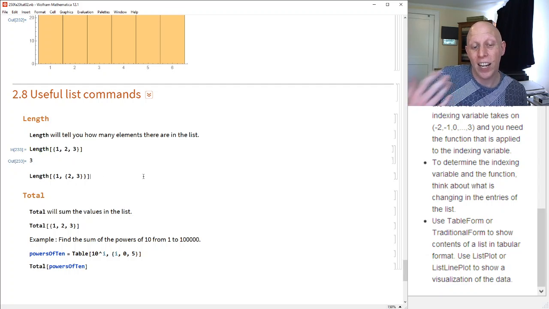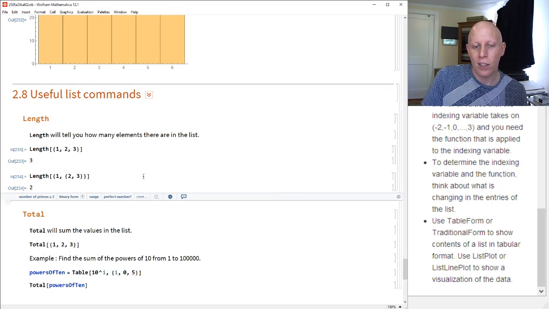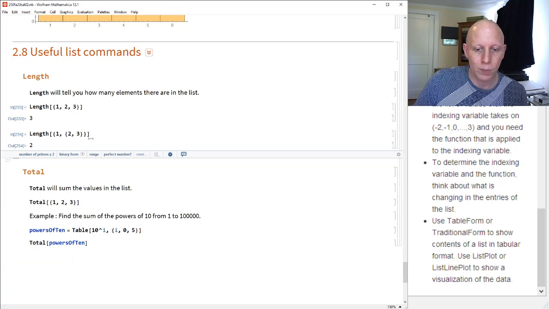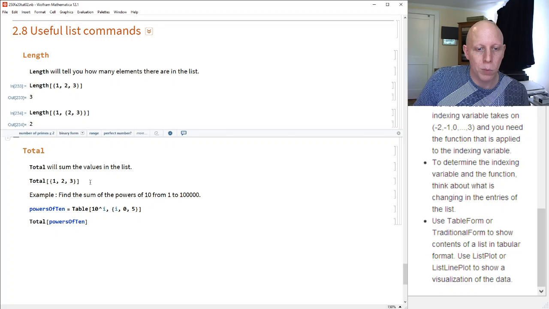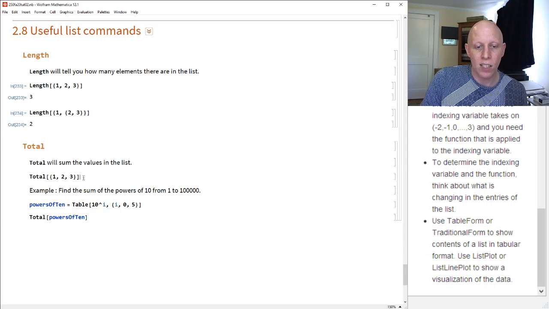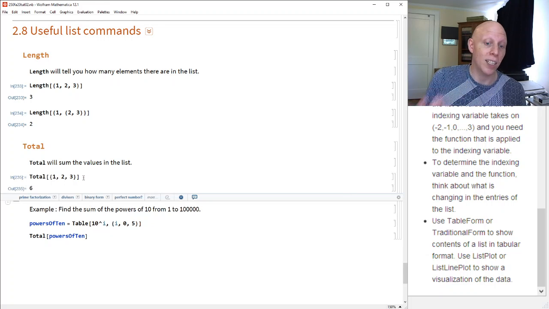If you run length on this list, length of 1, 2, 3, how many things are there? There's 2, because the first thing is the 1 and the second thing is a list of length 2. So there's a 1 and there's a list, so that's 2 things. Total adds up everything in the list. Total of 1, 2, 3 gives me 6.